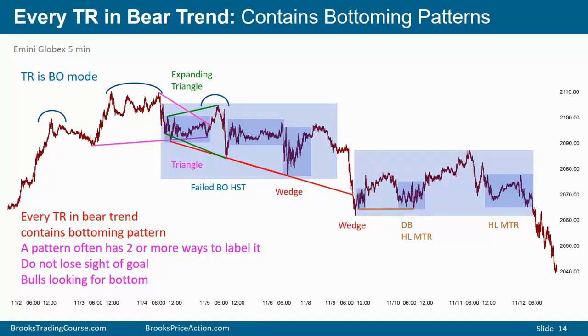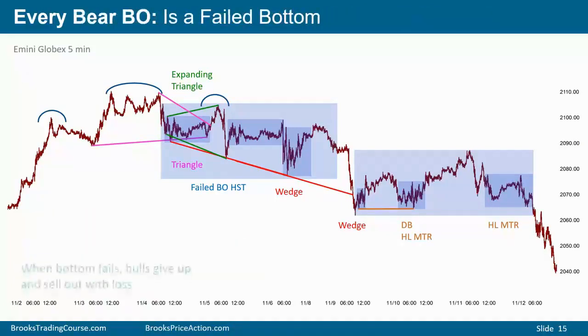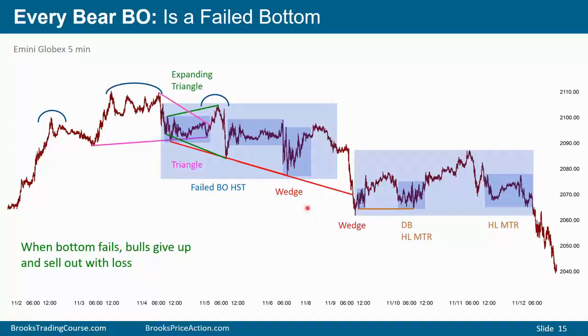Whenever you see any kind of a pattern, there are often multiple ways to label it, but never lose sight of the goal. Bulls are looking for a bottom pattern. It doesn't matter if you call it a wedge, a head and shoulders bottom, a double bottom. As long as you see the bottom attempt, that's all that's important. Some of these bottoms led to rallies that lasted for hours, yet they formed major lower highs. When the bottom fails, for example, we have a wedge bottom here, 1, 2, 3, and then a double bottom higher low major trend reversal.